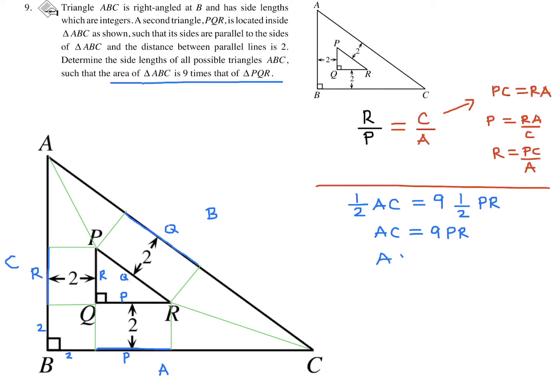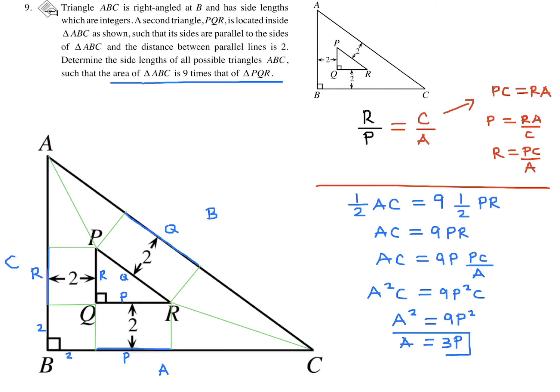So this is AC, 9P, but R, we can substitute this right there, and that would become PC over A, like that. And if you cross multiply, you'll get A squared C is equal to 9P squared C. The C's cancel from both sides, and you get A squared is equal to 9P squared. And if you take the square root of both sides, you'll get A is equal to 3P. So that is our first relationship. A is equal to 3P, like that.